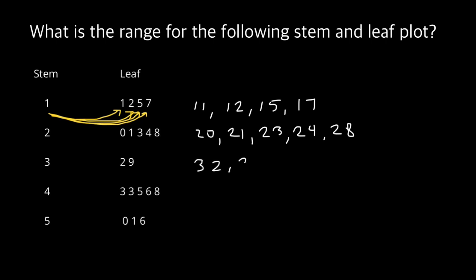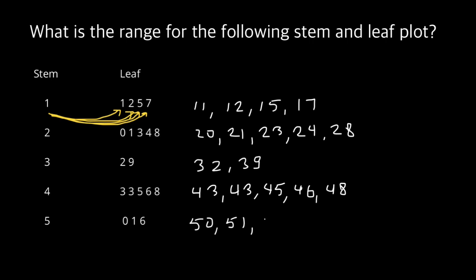Next line we translate as 32 and 39. Next one is going to be 43, 43, 45, 46 and 48. And the last line we translate as 50, 51 and 56. As you see, we converted stem and leaf plot into the ascending string of numbers.